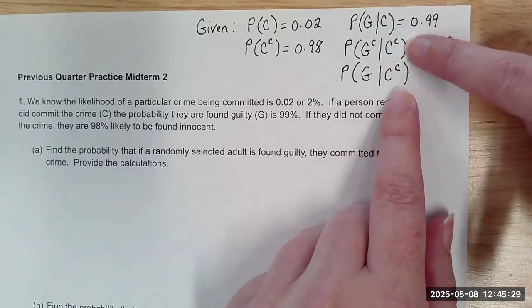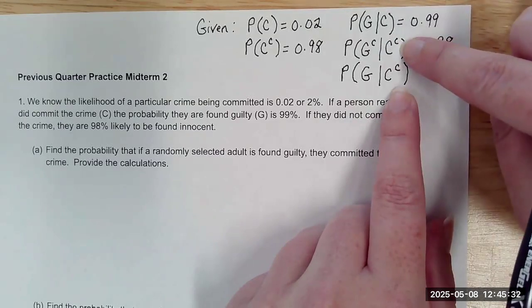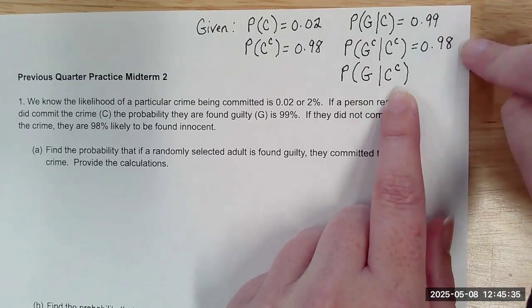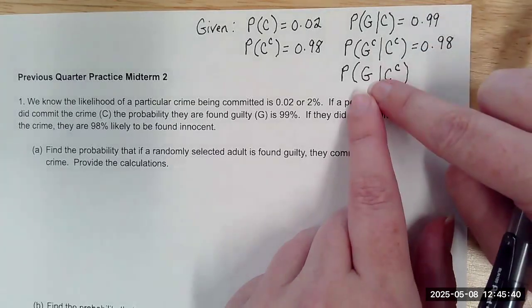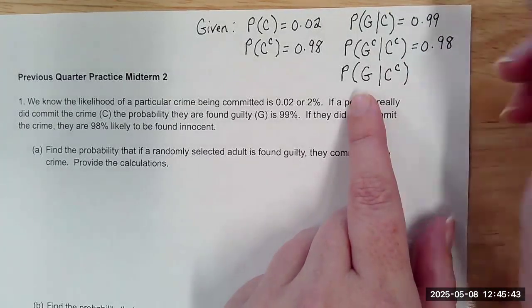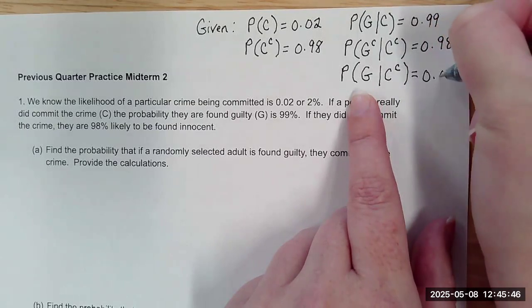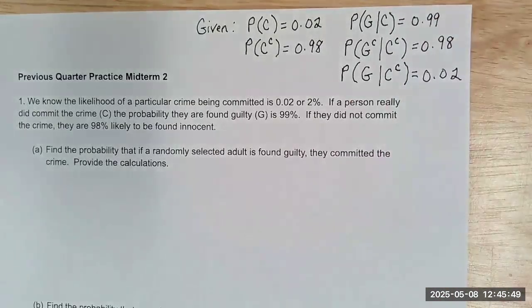So if I'm saying that the probability that they're found innocent, given that they did not commit the crime, is 98%, then the probability that they're found guilty, given they did not commit the crime, should be the complement of this one. So this should be 2%. You can only do that if the thing after the given bar is the same. Then the complements of those things have to be complements of each other. So those are all things we kind of got for free based on stuff they gave us.